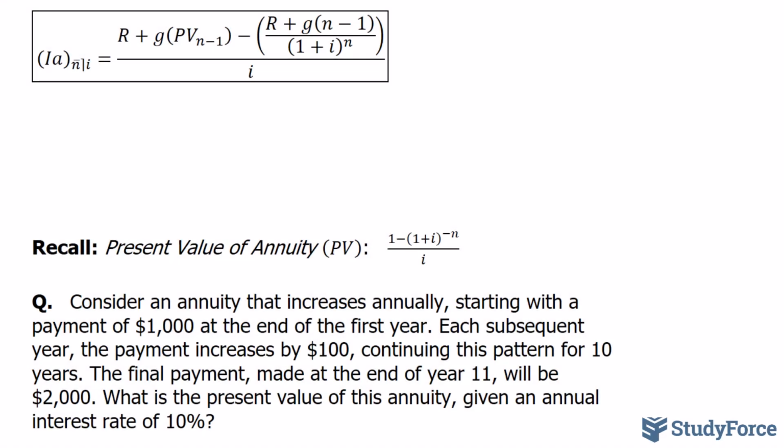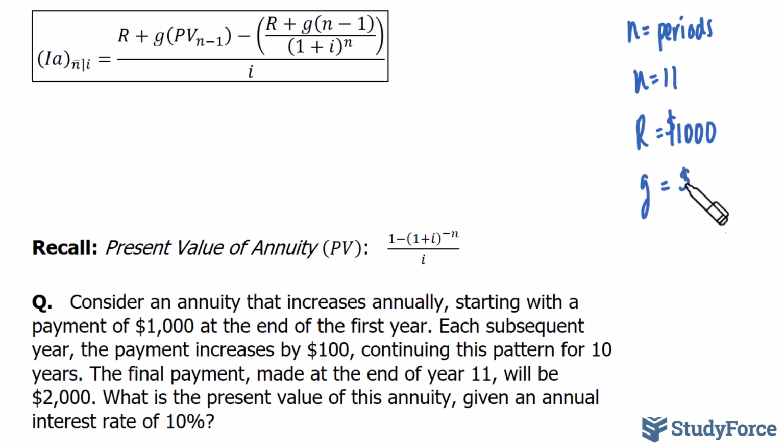Remember that the value of n represents the total number of periods. It is clear from the description that n must be equal to 11. Furthermore, we're starting with a payment of $1,000, so our R value will be $1,000. Our value of G is $100. That's what it increases by every year. Our interest rate is 10% annually. So here, I will equal 0.1, 10% divided by 100%. We have everything we need to plug it into this formula.